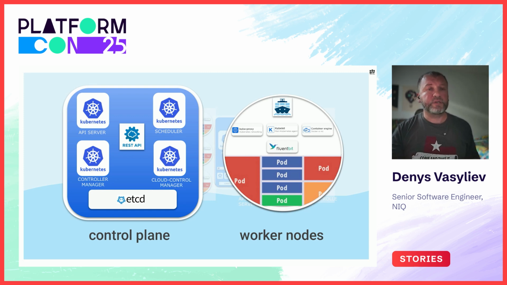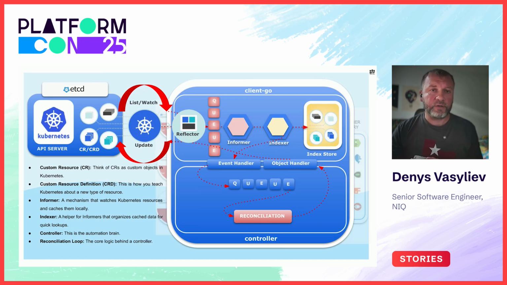When you design a Kubernetes controller, a few architecture components are crucial. CRD. This is how you teach Kubernetes about new types of resources. Informers. They efficiently watch Kubernetes resources, maintain a local cache, and trigger your controller logic when changes happen, without hammering the API server.